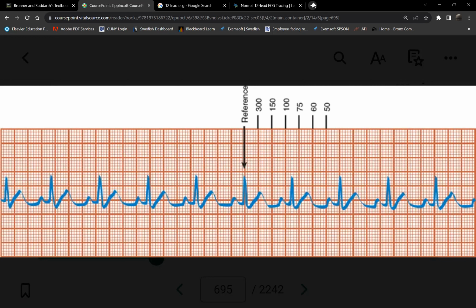Okay. So the book tells you you can count the small and big boxes between two consecutive waves. You can choose any two waves: 2 P's, 2 R's, 2 T's. Which wave do you want to count? Most people like the R, because the R is nice and pointy. All right. So I'll use the R, just like everybody else. Which 2 R's do you want to count? Any 2 R's.